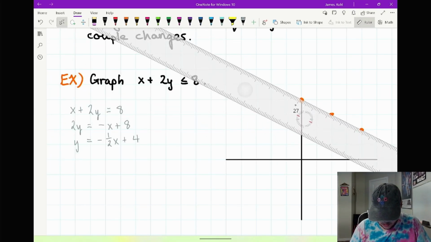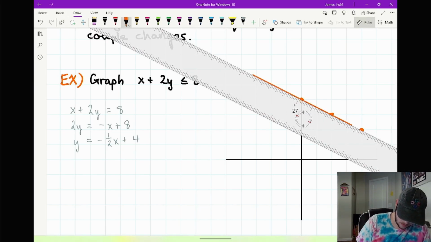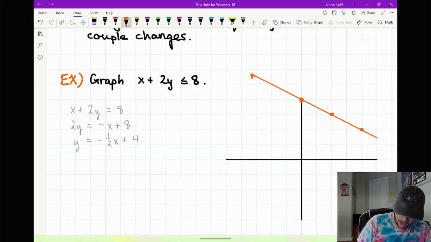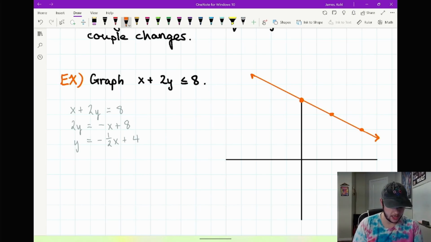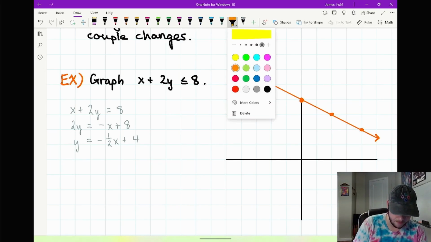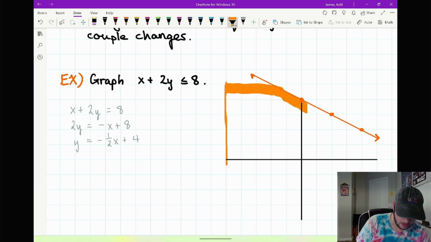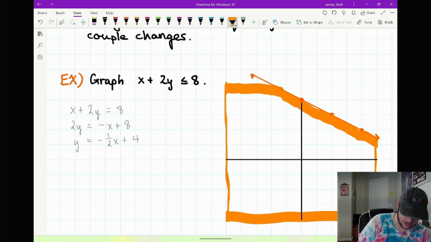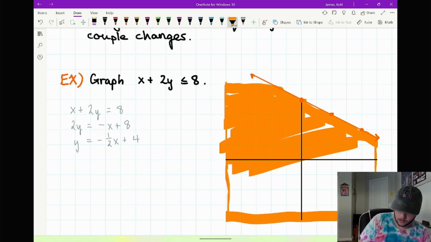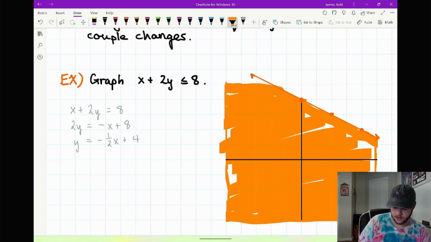Now, here comes the change. These are the set of all points for which x plus 2y is less than or equal to 8. The points on the line are the set of points where it equals 8. To find where it's less than or equal to 8, that's everything below that line. And so we shade in that area. So this whole shaded region then would be the graph.